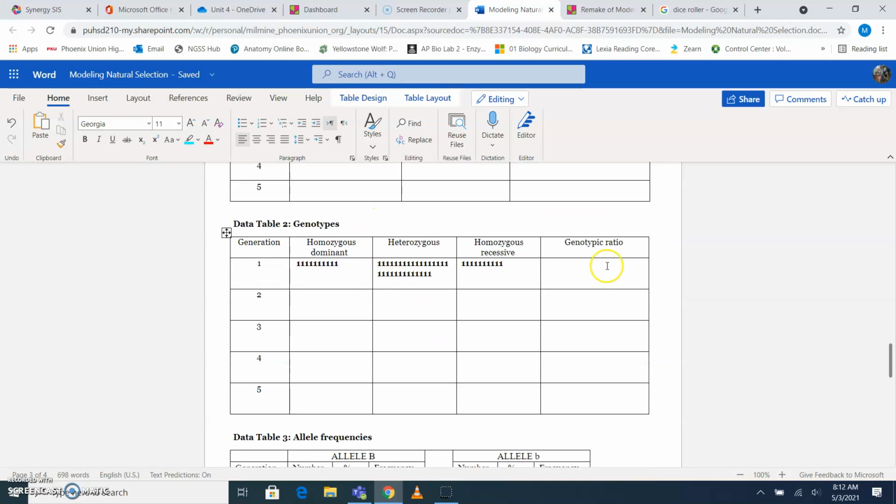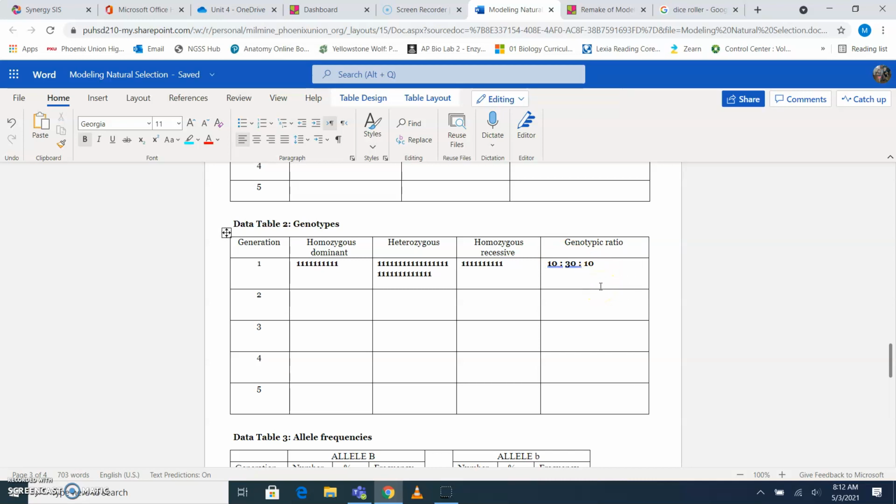Down here for the genotypic ratio, this was 10, this was 30, and this was 10, which would give me a ratio of 10 homozygous dominant, 30 heterozygous, 10 homozygous recessive. Yours might be a little bit different. We can reduce this one as well. You just take whatever number is the lowest. In my case, it's 10, and I divide every number by 10.